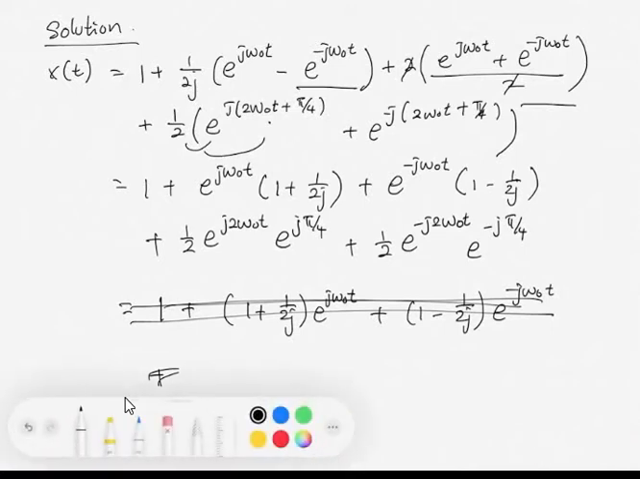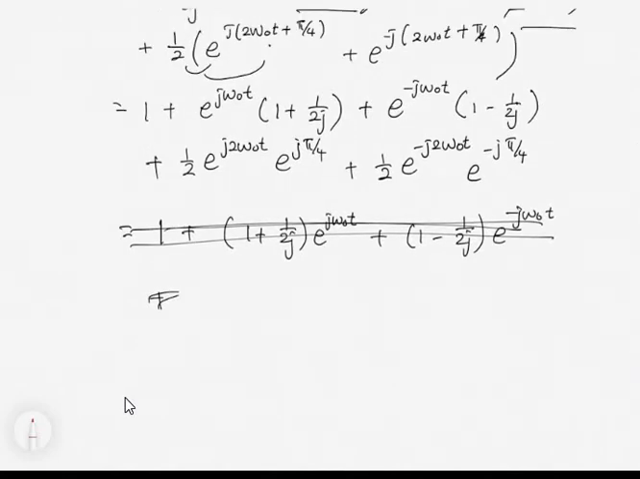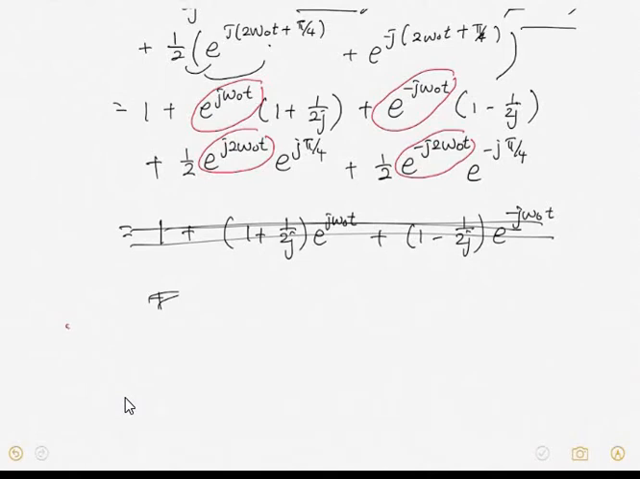You just need to know the coefficients and group them in terms of omega naught, minus omega naught, 2 omega naught, and minus 2 omega naught. So you have omega naught and minus omega naught, you have 2 omega naught, and also you have minus 2 omega naught. Okay, so you can write down the Fourier series coefficients.